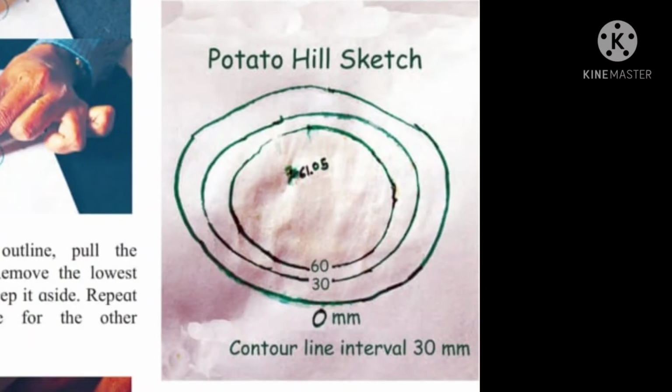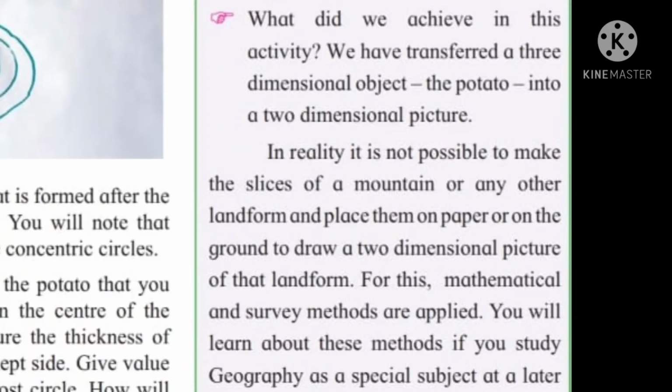How are these lines, contour lines, useful to the farmers? In order to reduce the erosion of the soil, trenches are dug by the farmers in the direction perpendicular to the slope of the land, and then trees are planted along such trenches.